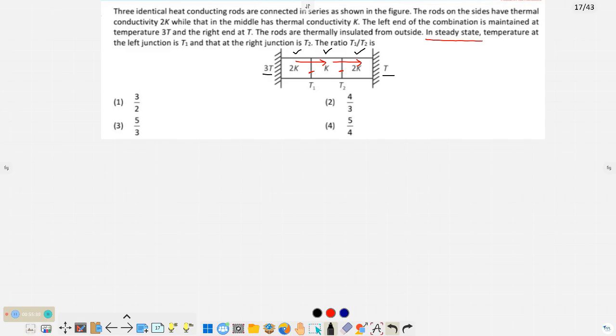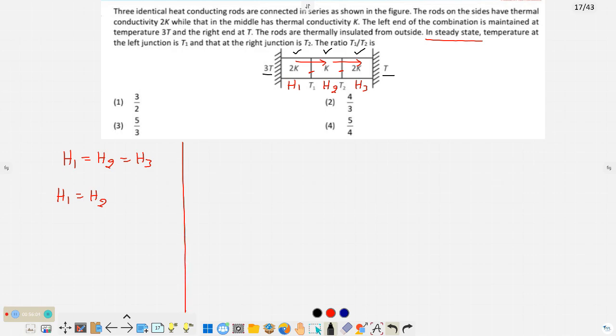So here, very clearly, given steady state condition. Steady state condition means the heat flow across the first one is H1, the second one is H2, the third one is H3. So I can say here the heat flow across H1 is equal to H2 is equal to H3 in series combination. So use the formula of H1 equal to H2 first. By solving H1 equal to H2, you will get one relation here.